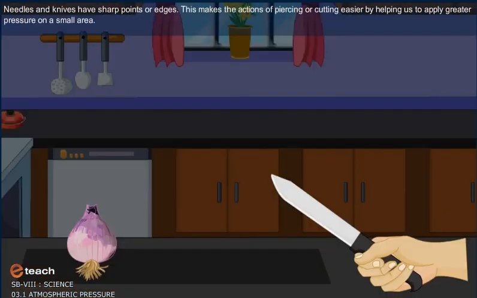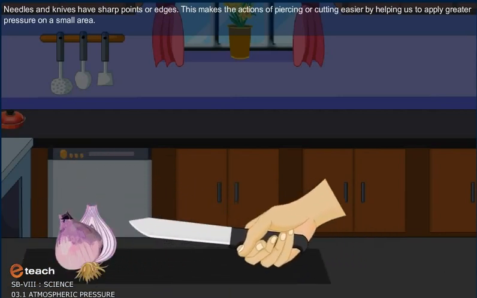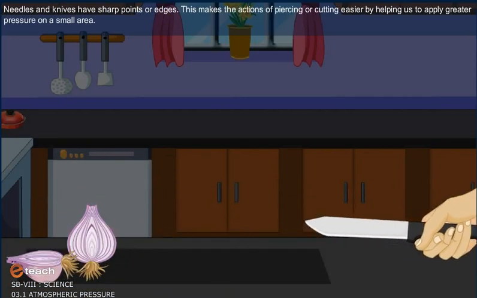Needles and knives have sharp points or edges. This makes the actions of piercing or cutting easier by helping us to apply greater pressure on a small area.